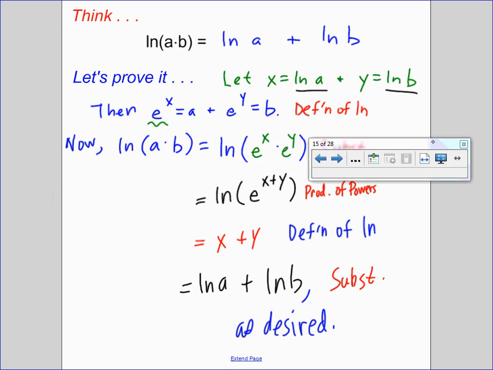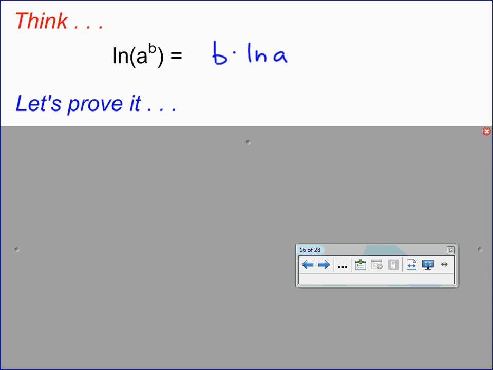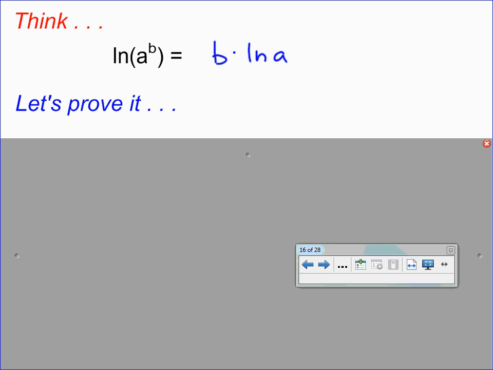Let's go ahead and try another. Raise your hand if you remember how I could rewrite ln of a to the b. How could I rewrite that as a single input? Sophia? Absolutely. We bring down that exponent as a constant multiplier in front. So this equals b times ln of a. Right? This equals b times ln of a. So let's prove it.